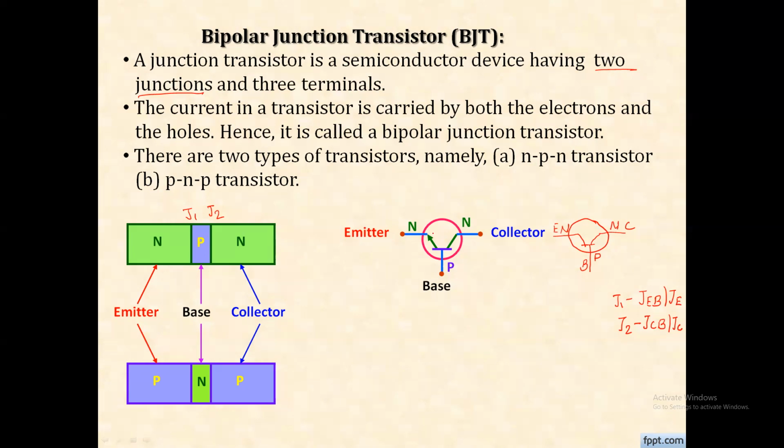But in that, a very important thing, have you noticed it? It's an arrow. What does that arrow indicate here? So for that arrow in the symbol, there are two criteria. And what are these two criteria? This arrow is always in the emitter to base junction.